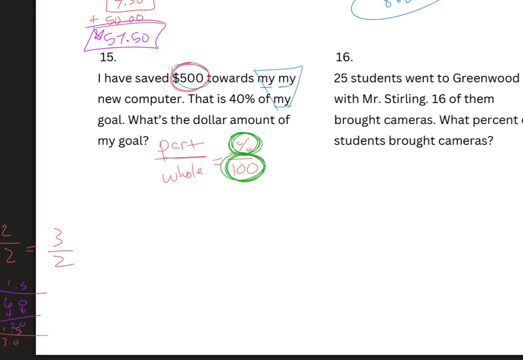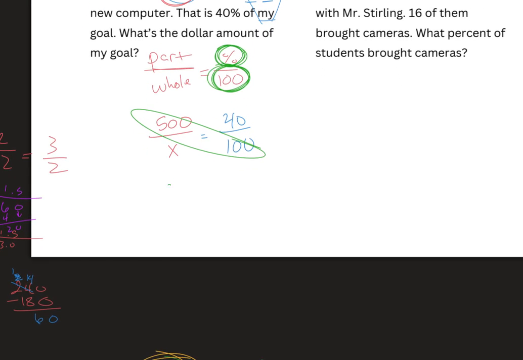I've saved part of my goal. I don't know what the whole goal is. I know that seems a little silly, but what if grandma's like, he saved $500 so far. He said, that's 40% of my goal. And then she's telling her friends, and they're like, well, Barbara, that sounds great, but how much is his goal? And grandma's like, I don't know, but I can do this. And so here goes grandma.